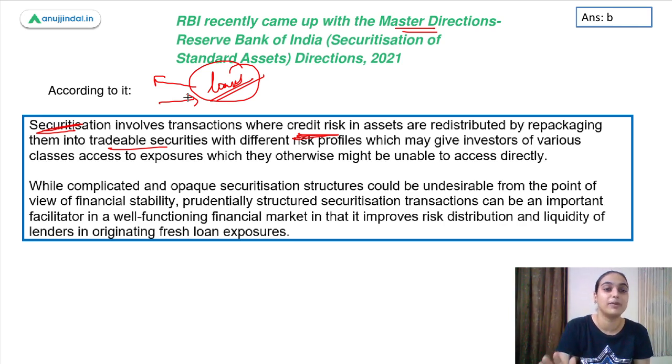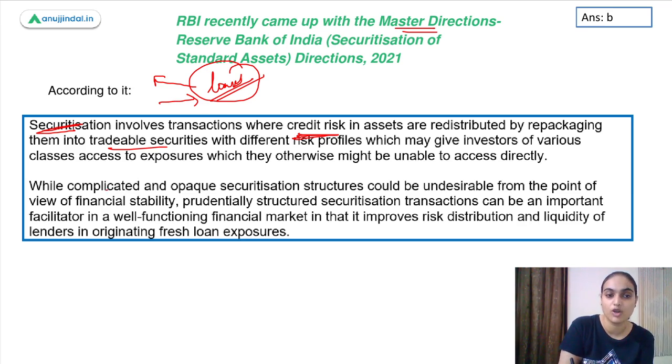That is what happened during the US financial crisis, the problem of the mortgage backed securities. उन मॉर्गेजेस के बेसिस पे आपने आगे लोन्स दे रखे थे और जब वो पूरा बबल बर्स्ट हुआ, जब मार्केट में प्रॉब्लम आई तो सब सेक्टर्स उससे अफेक्ट हुए, जिन्होंने वो सिक्योरिटीज खरीदी थी सब अफेक्ट हुए. Similarly, what they are saying is that securitization involves transactions where credit risk in assets are redistributed by packaging them into tradable securities, and then the investors buy them because they want to diversify their pool of investments.